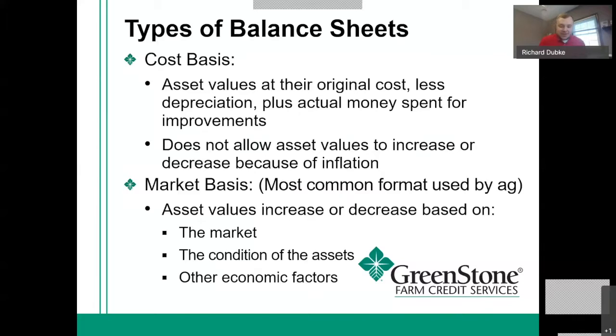The market basis balance sheet is the most commonly used balance sheet in ag, and also the most commonly used here at GreenStone. It values assets based off the current market. So assets may increase or decrease based off of how the market is reacting. These can be due to various conditions in the marketplace, as well as the condition of the assets. Working condition can play a big factor, and there are other economic factors that can cause a swing in asset values.